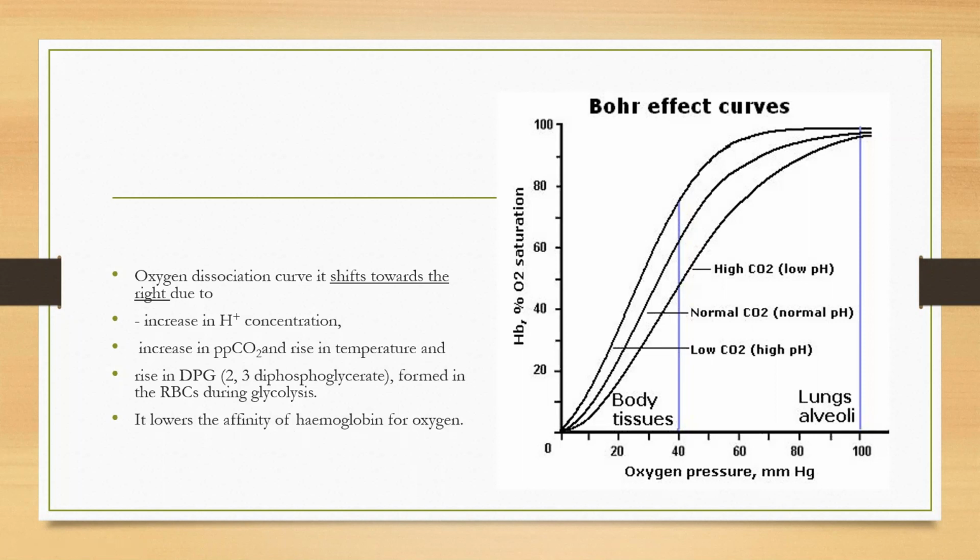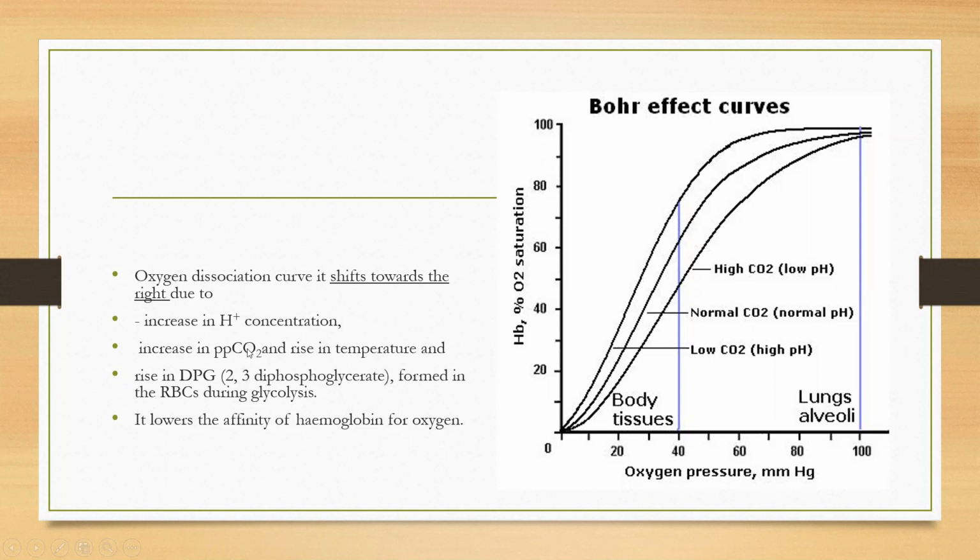Okay, at 100 mmHg we had studied. That means 100% saturation कब हमें मिलता है? लंग्स के अंदर. Okay, when the partial pressure of oxygen is more, but as soon as the partial pressure of carbon dioxide becomes high, that means in the body tissues, what happens? Oxygen का जो binding है वो कम हो जाता है hemoglobin के साथ. So these are the factors. Okay, the oxygen dissociation curve shifts to the right.